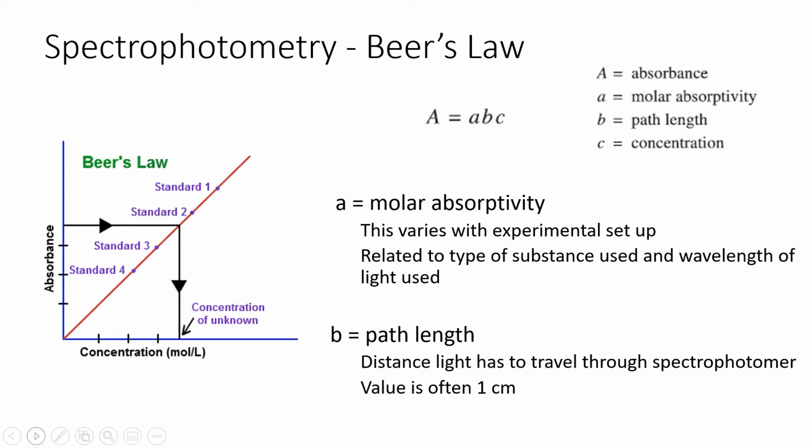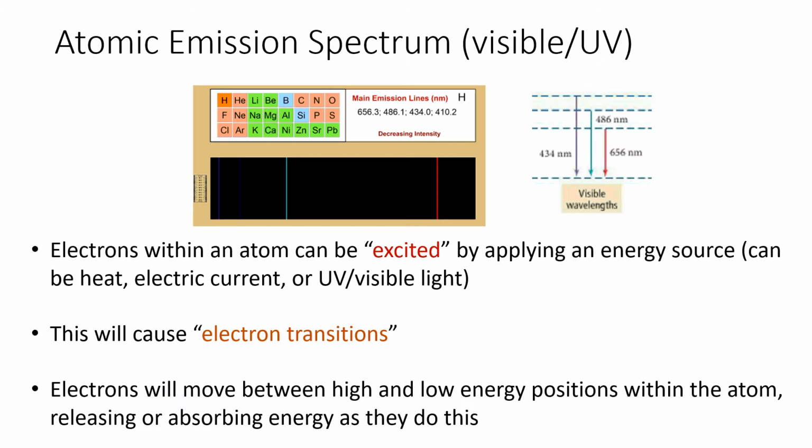Another type of spectra that we might see is the atomic emission spectra. And this is also something you may have already seen in regular chemistry. We can apply an energy source like electric current. So we may have hooked something up to electric current in class. And when we apply that energy, these electrons can become excited. What that means is it causes electron transitions, meaning the electrons will move between shells within the atom. So they can move between high and low energy positions within the atom, releasing or absorbing energy.